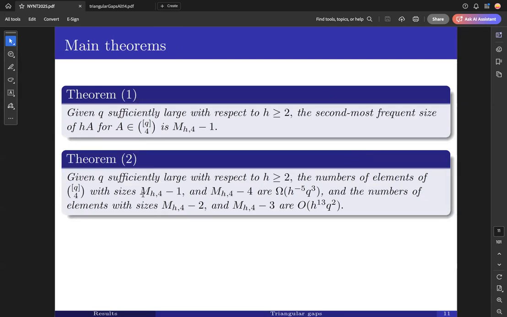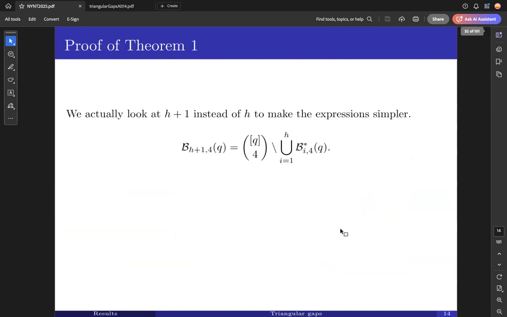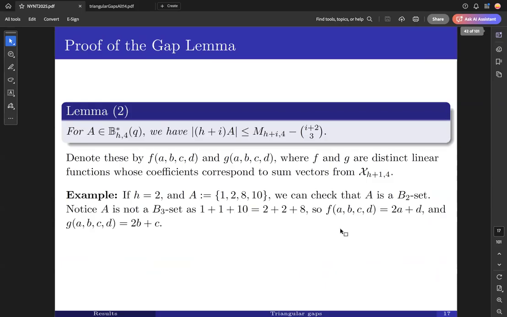So theorem 2 says that the maximum size, the maximum minus 1, and the maximum minus 4 are frequent. That is, they occur at least a constant times q cubed times. And the sets that are the maximum minus 2 and the maximum minus 3 are rare. That is, they occur less than a constant times q squared. You've already described why 2 and 3 are rare, right? Yes. So what you need to do now is explain why 4 is common again. Yes. Thank you.